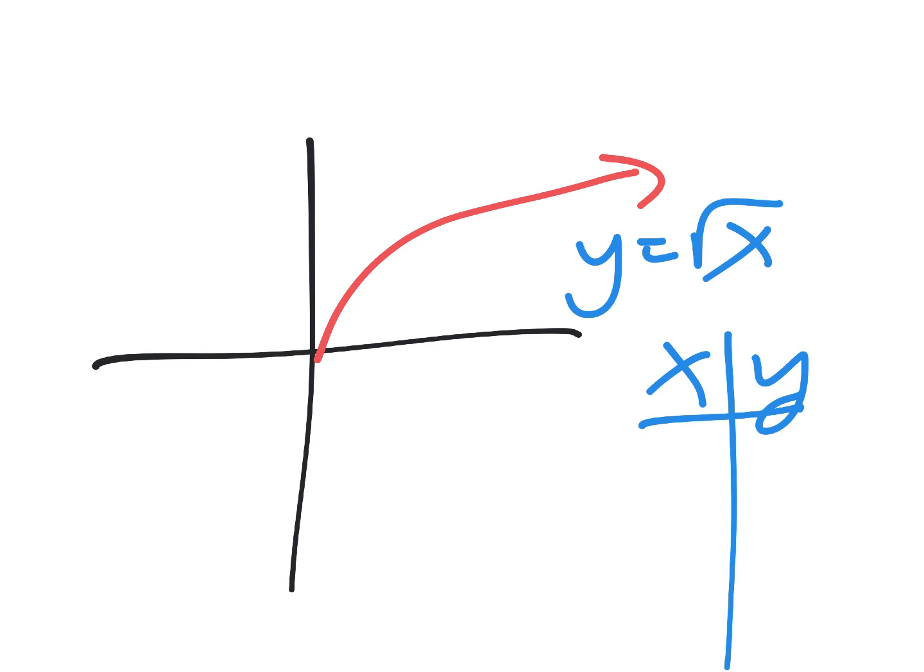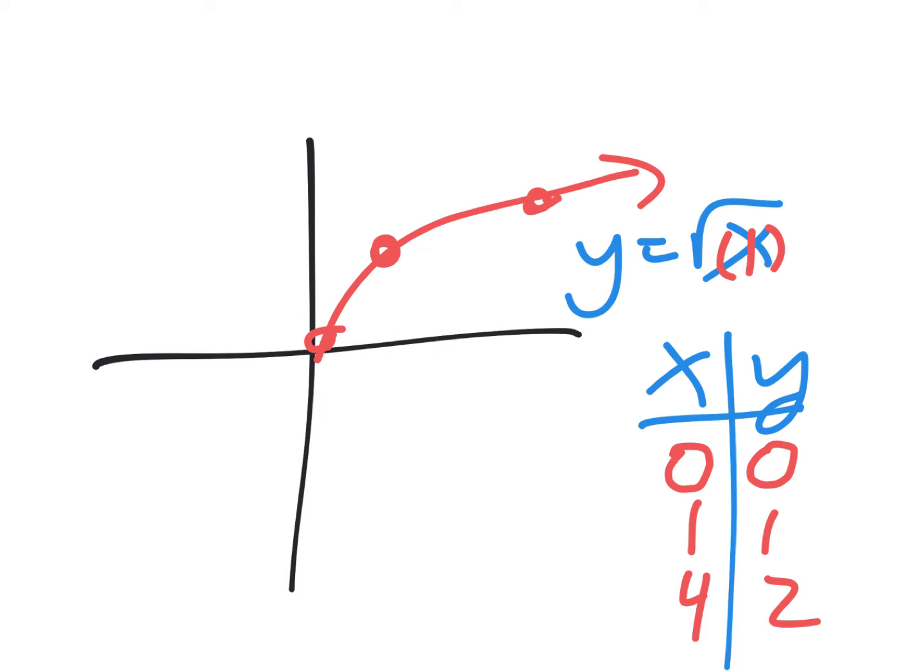The thing that's weird about the square root graph is you don't want to put in like 2, because the square root of 2 is a weird decimal. So things like 0 work though. Square root of 0 is 0. Square root of 1 is 1. Square root of 4 is 2. And eventually you would be recreating this graph right there.